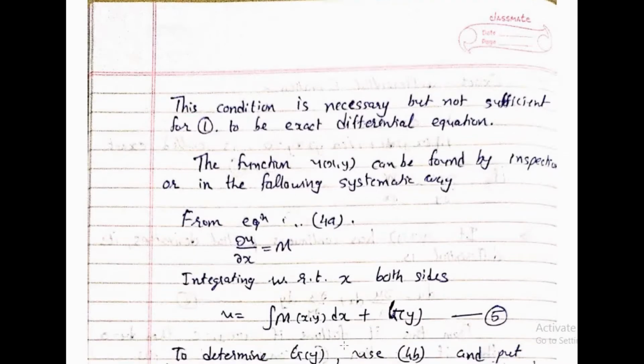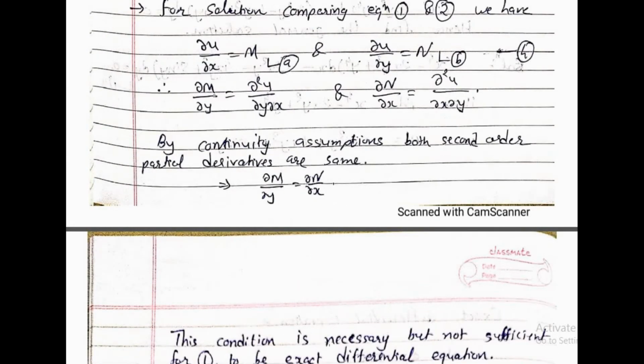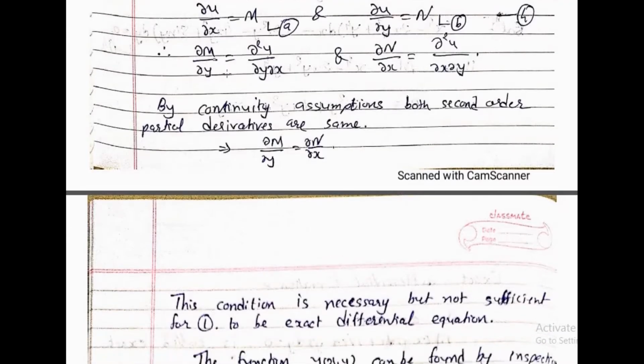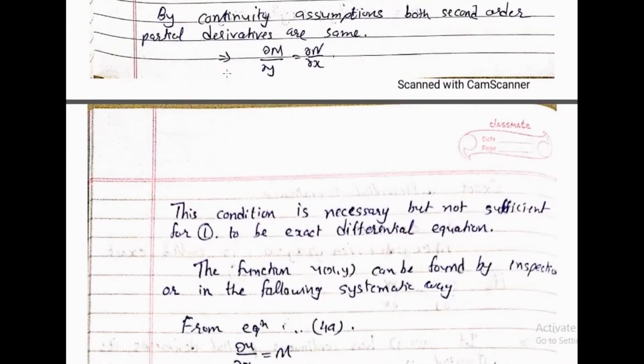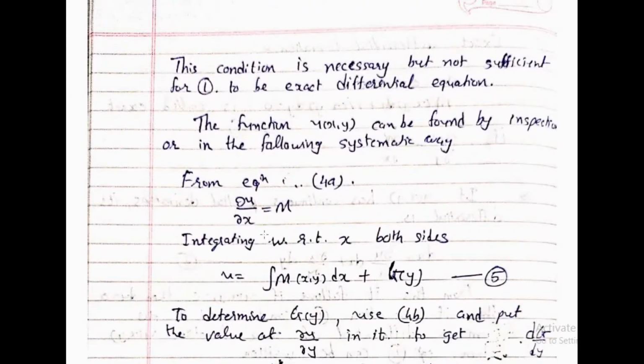Now, the method to find the solution. See, how do you find the solution of this? So what we are going to do, we are going to start with equation 4, this one. Here you are going to integrate with respect to x on both sides. If you are integrating with respect to x, then that will give you u is equal to the integration of M(x,y) dx plus some function of y. Say it is equal to something g(y).